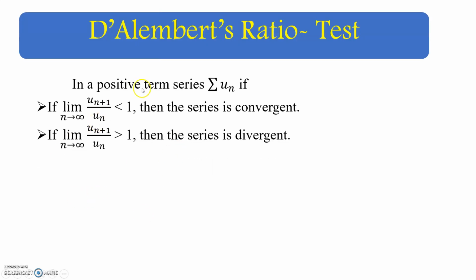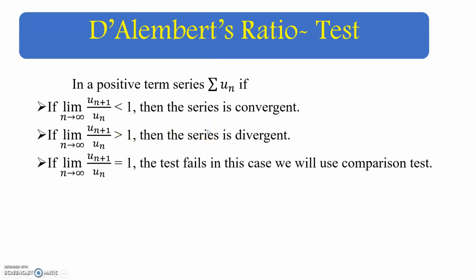definition. In a positive term series, summation un, if limit n tends to infinity, un plus 1 by un is less than 1, then the series is convergent. If limit n tends to infinity, un plus 1 by un is greater than 1, then the series is divergent. So this is the ratio test. Next one, if limit n tends to infinity, un plus 1 by un is equal to 1, the test fails. In this case, we will use the comparison test.